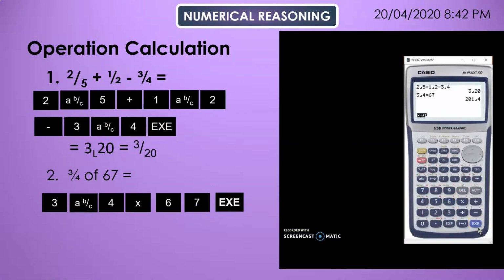201/4. Now, obviously, if I want to change that into a mixed number, I can go Shift FD, so that's 50 1/4. And also, if I want to change that into a decimal, I can change it into 50.25, which is 50 1/4.